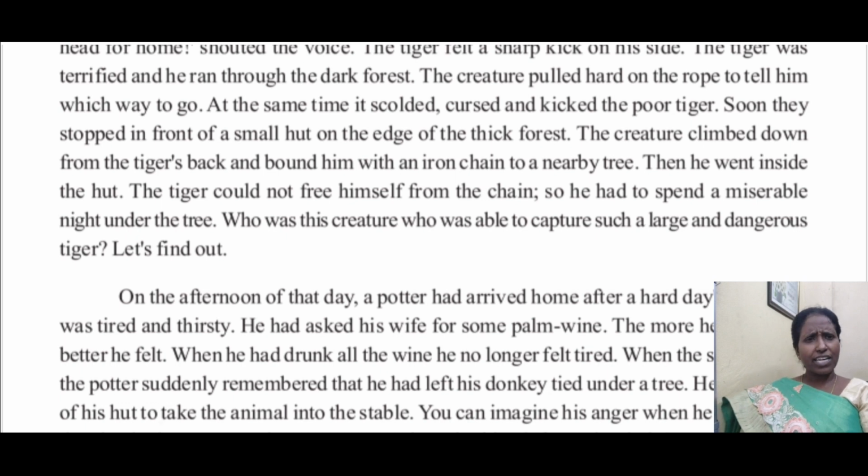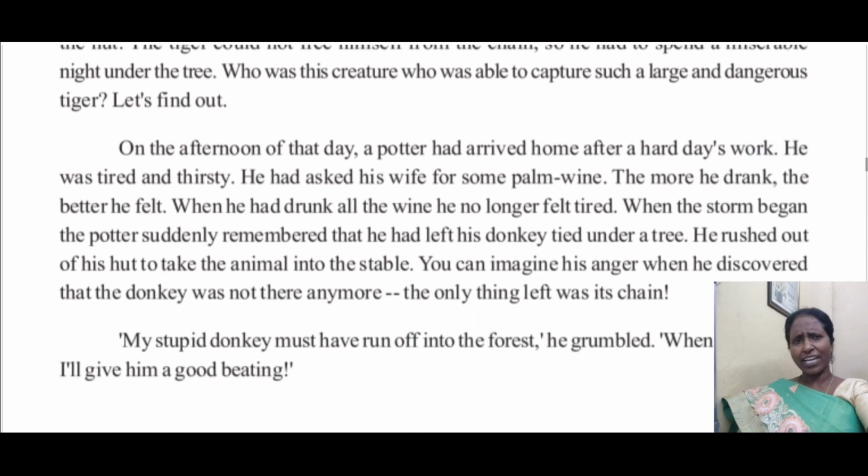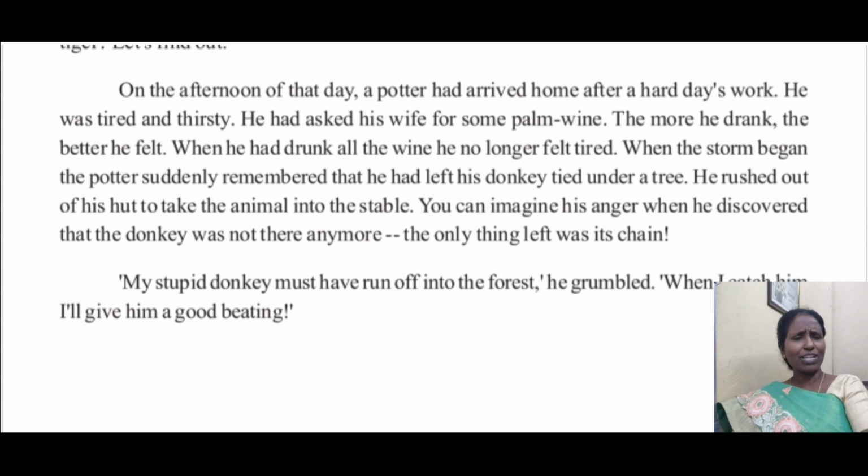Who was this creature who was able to capture such a large and dangerous tiger? Let's find out. The tiger thought that it was a leek, but actually who is that creature? Let's go to the flashback. On the afternoon of that day, so this is the flashback of that creature.